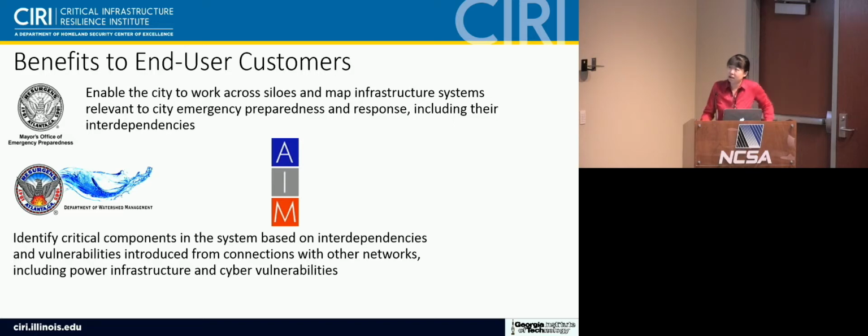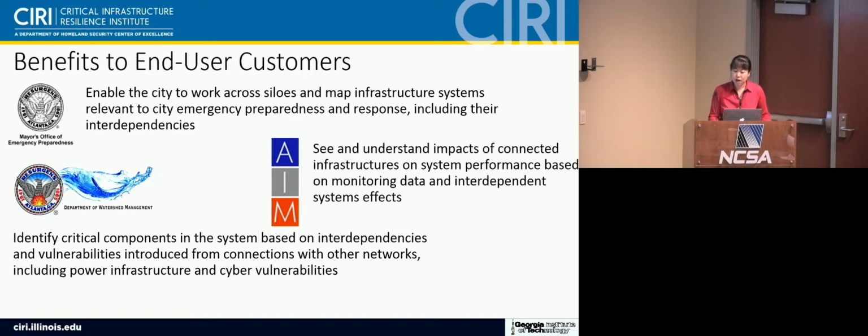And then for Watershed, the big benefit is to be able to identify critical components in the system based off of interdependencies and vulnerabilities that are introduced from connections with other networks, including power infrastructure and cyber vulnerabilities that they might not be able to assess with existing tools and methods. And then for AIM, it's to see and understand the impacts of connected infrastructures on system performance based off of monitoring data and these interdependent systems effects.